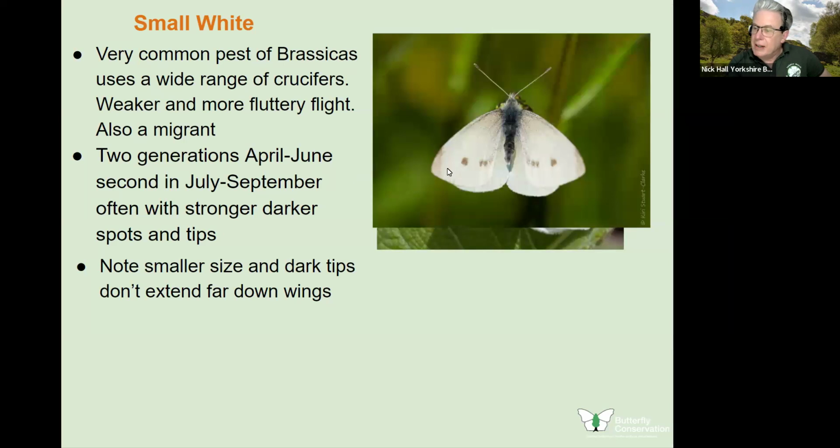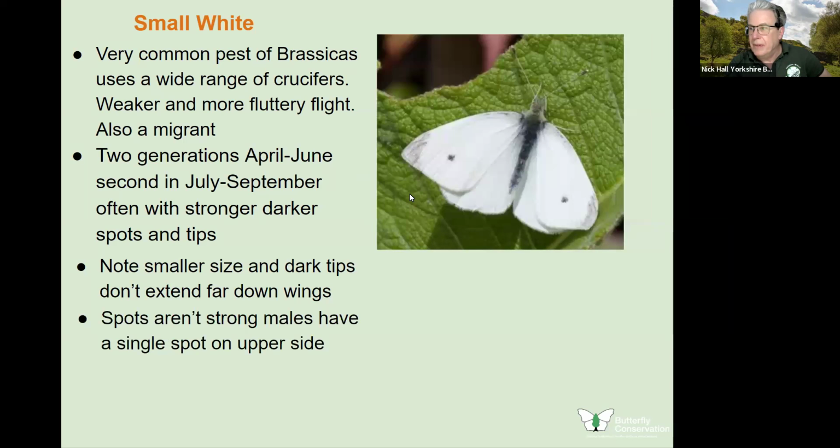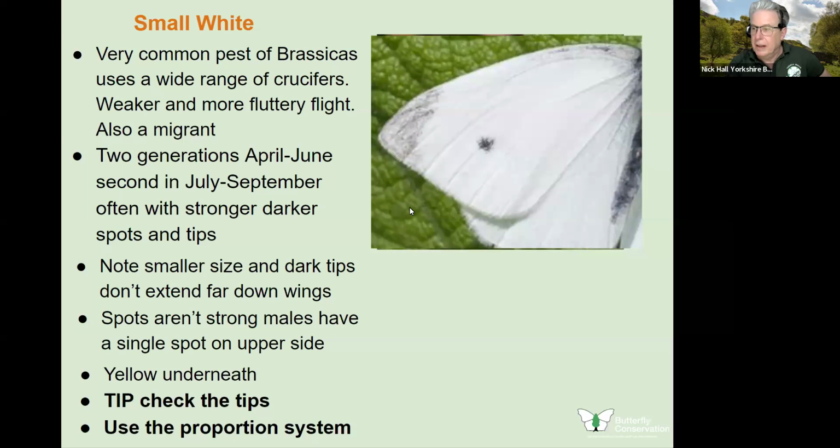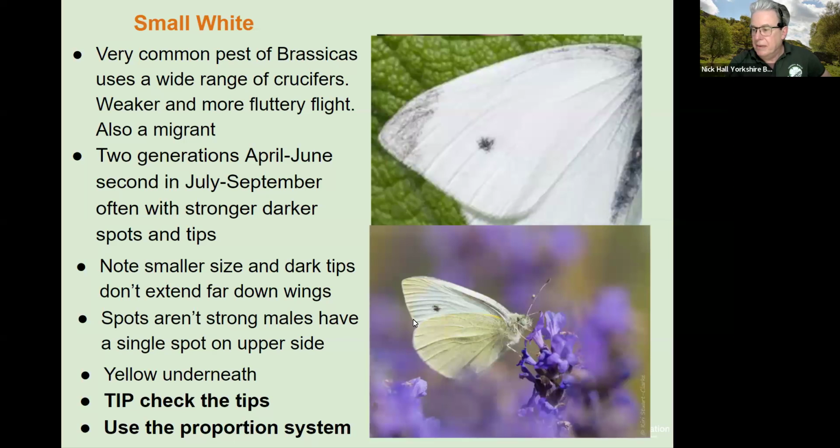As you can see there, this is the female. You've got two spots and the dark tip there. This is a male, single spot. The underneath is much more yellowy than the large white. So the tip is, check your tips.